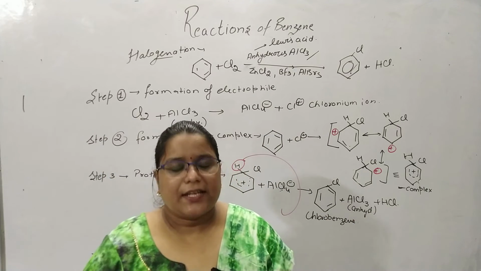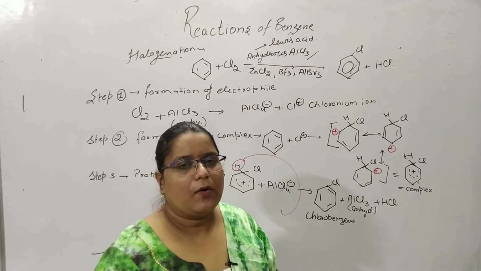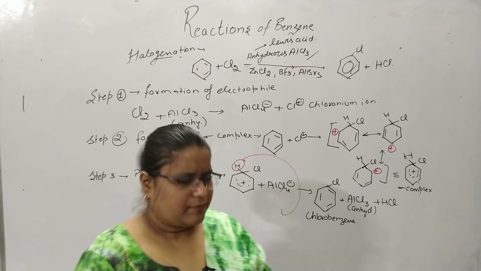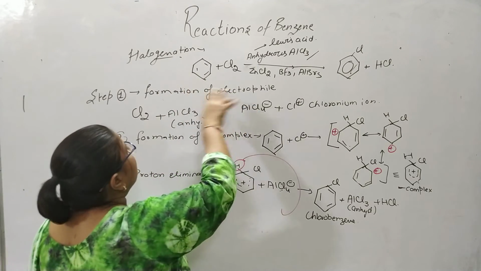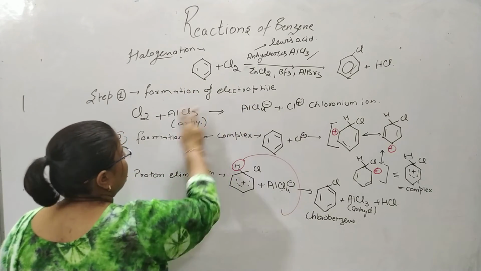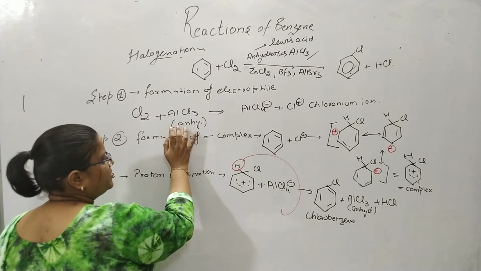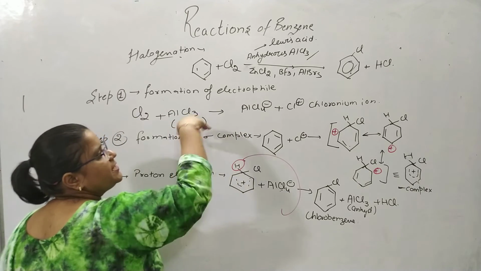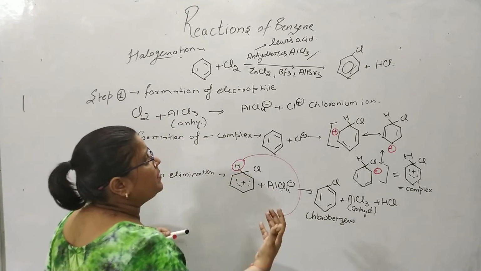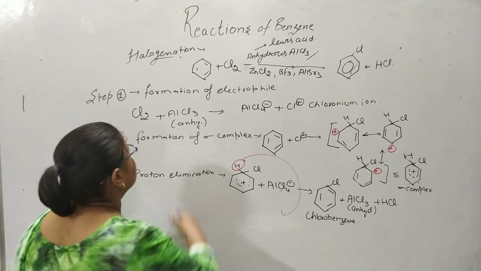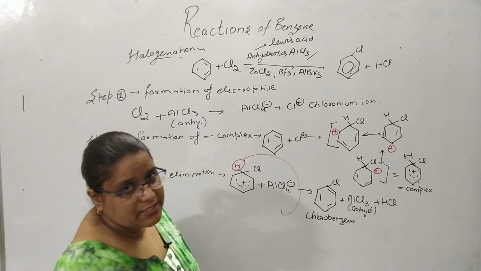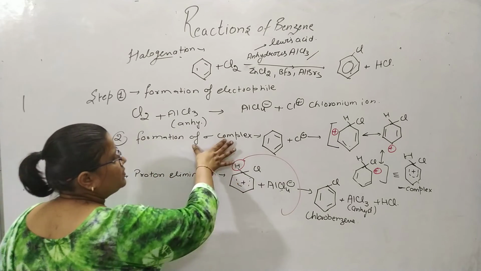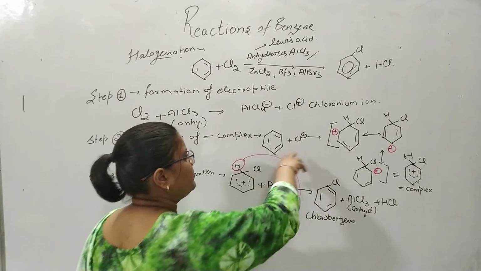Next, in the next video, we will discuss the Friedel-Crafts reaction. But again, I am just summarizing this. First, in the halogenation reaction, electrophile is generated in the presence of anhydrous AlCl3, ZnCl2, BF3, AlBr3, like this Lewis acid. So this chlorine is released as a chloronium ion. Now the sigma complex is formed.